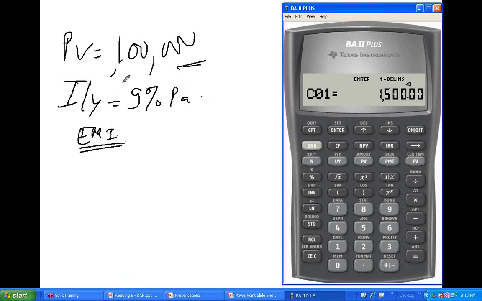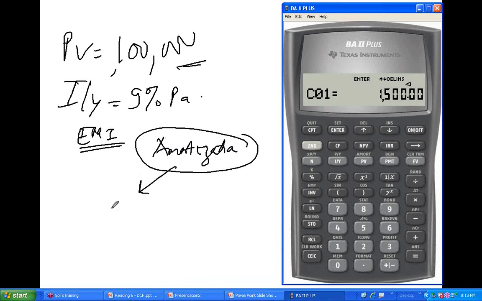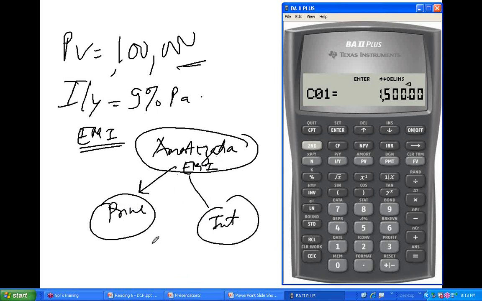For this type of loan, which is a house loan, these loans are known as amortization loans or amortizing loans. A part of your EMI is principal payment, and a part is your interest payment. Since you are paying interest and principal, the amount of principal outstanding decreases.